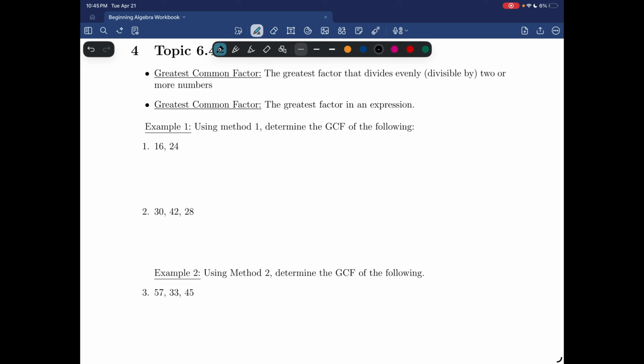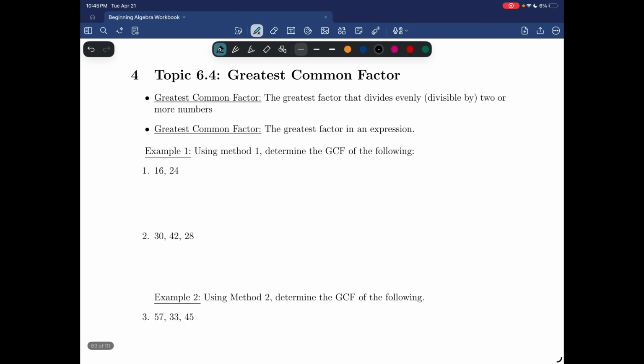But this method is very useful in terms of understanding what exactly a greatest common factor is, because method 2 is sometimes the more shortcut way of figuring out what it is. But sometimes these shortcuts, quote unquote, can make us not understand what the stuff actually means and what we're doing. So that's why we're doing method 1 first. For this first method, we're simply going to write out the factors of both 16 and 24.